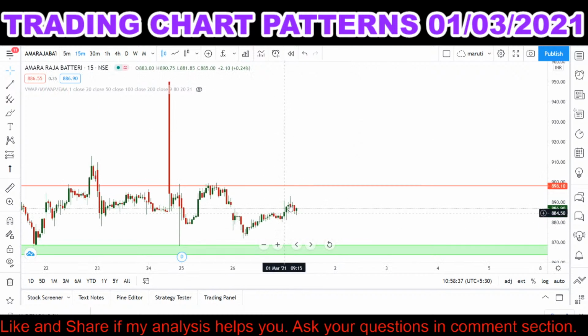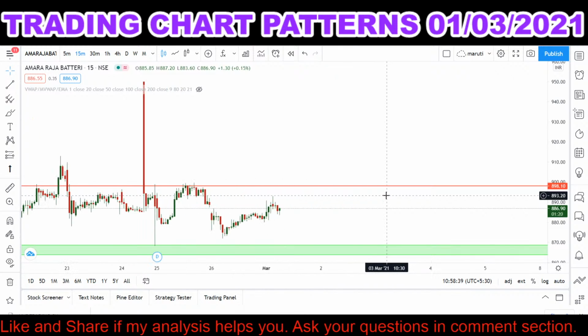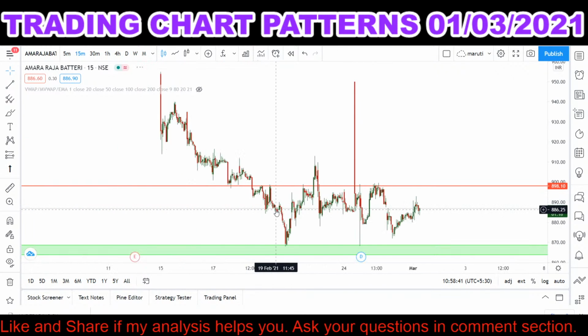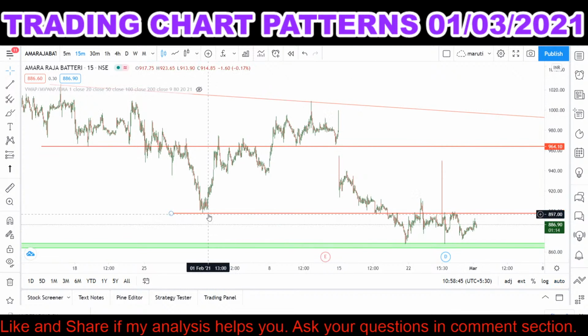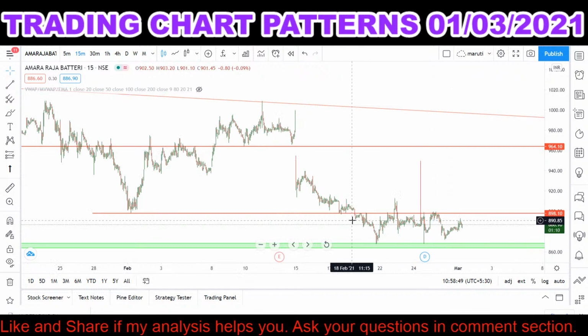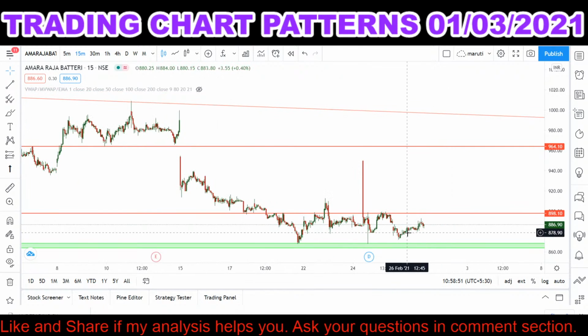Let's see Amara Raja Battery. I told you Amara Raja Battery is in sideways. This is its region, the region of Amara Raja Battery. Until it is between 900 and 870, this stock is not going anywhere.